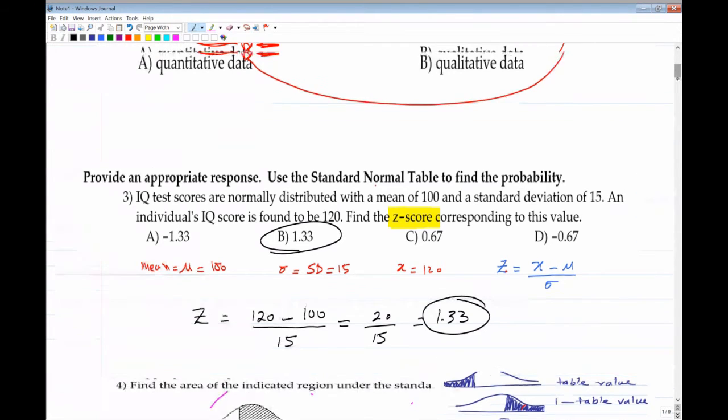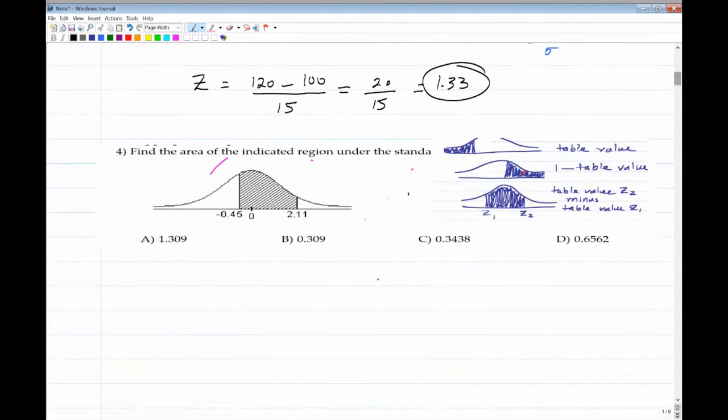The next one is dealing with the graph. We're trying to find the area. Sometimes they ask to find the area, find the probability, and so on. When we deal with this problem, we need to understand how the shape works in finding the area. One of them is if the graph is colored to the left, that will basically be a table value, the way it's written inside the table.